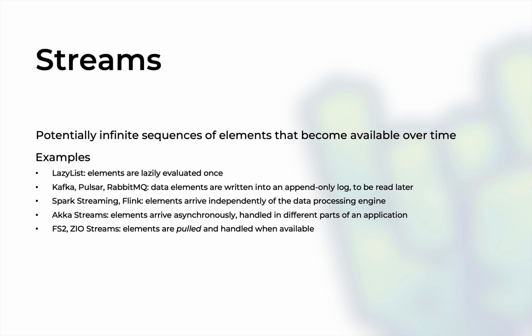Now, streams can also be used for data processing, which is why Spark Streaming and Flink are also potential examples of streams. We also have tools for functional programming such as FS2 and ZIO Streams, which is the subject of this video, where elements are pulled and handled when available, again, potentially infinite sequences of these elements or messages. And likewise, Akka Streams is an equivalent tool for processing infinite collections of elements, but these elements arrive asynchronously and they're handled in different parts of an application with back pressure and a variety of other features.